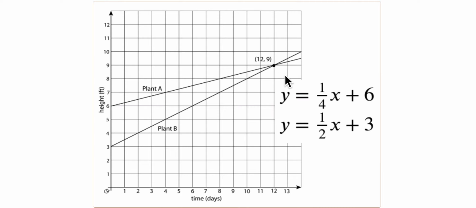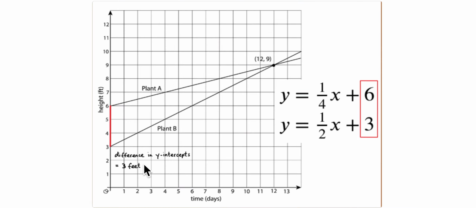So how do you figure that out? Well, that's the subject of the next few lessons, but let's get an idea of how you can conceptually look at it. How can you visualize what's going on? So they start out at 3 feet apart. So the difference in the y-intercepts is 3 feet. So 6 feet for plant A, 3 feet for plant B. So they are separated by those 3 feet. And the question is, how many days does it take to close this gap?